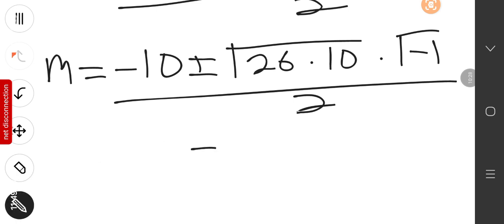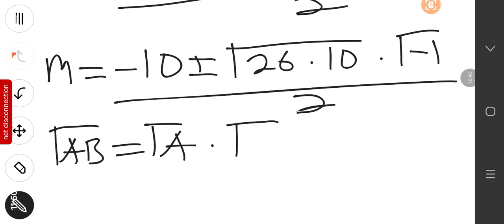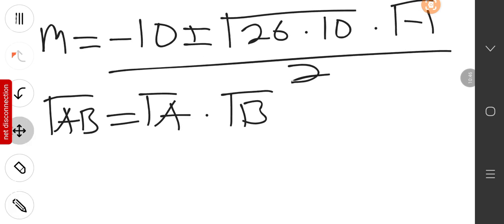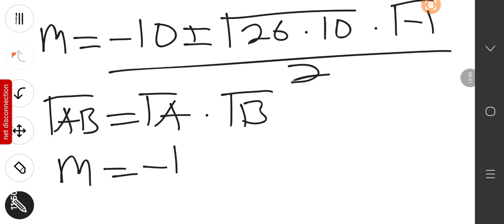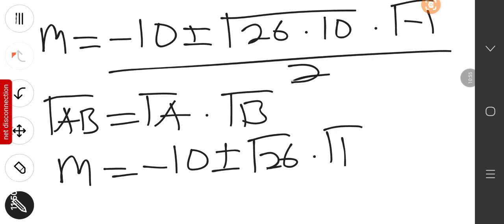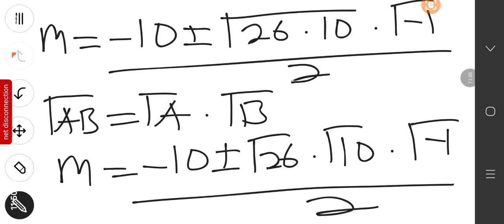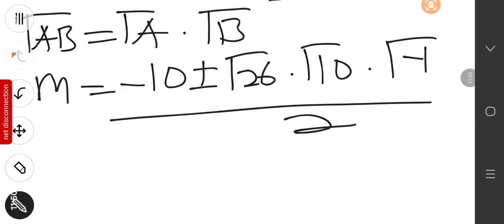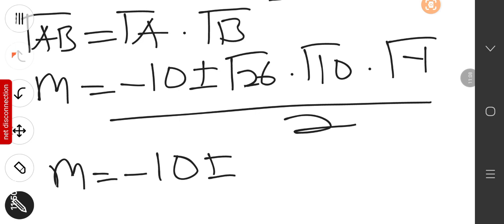So this is going to give us m equals minus 10 plus or minus, and let's quote a formula here. Now, when you have the square root of ab, this can be written as the square root of a times the square root of b. So our equation becomes m equals minus 10 plus or minus, and here you have the square root of 26 times the square root of 10, and then here you have the square root of minus 1 all over 2.